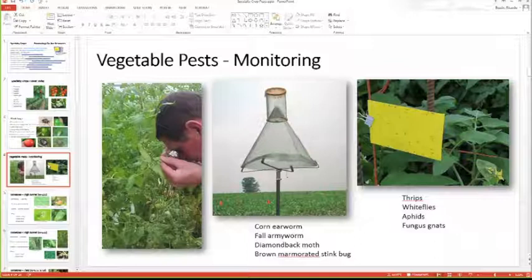There are a few of our sweet corn pests, like corn earworm and fall armyworm. We use that tall, what we call a cone pheromone trap. We also have some traps for diamondback moth in cucurbits, as well as brown marmorated stink bug. In high tunnels, we commonly use these yellow sticky cards, and this is one of our key monitoring tools, along with visual sampling of the plants that we use to monitor for pests.